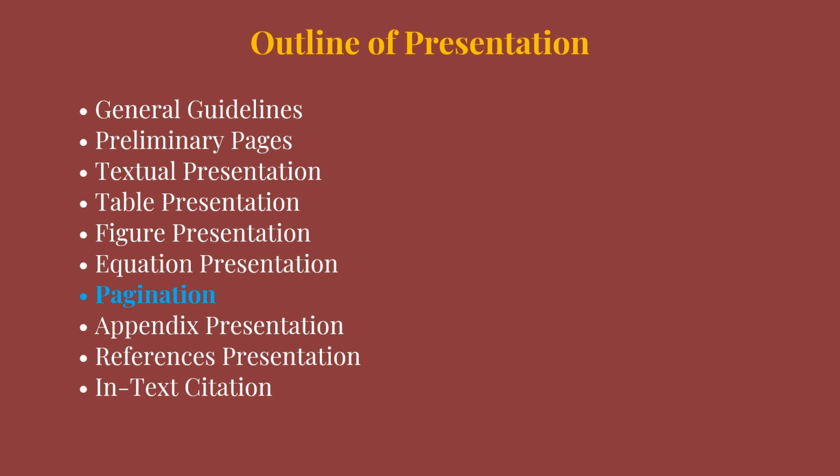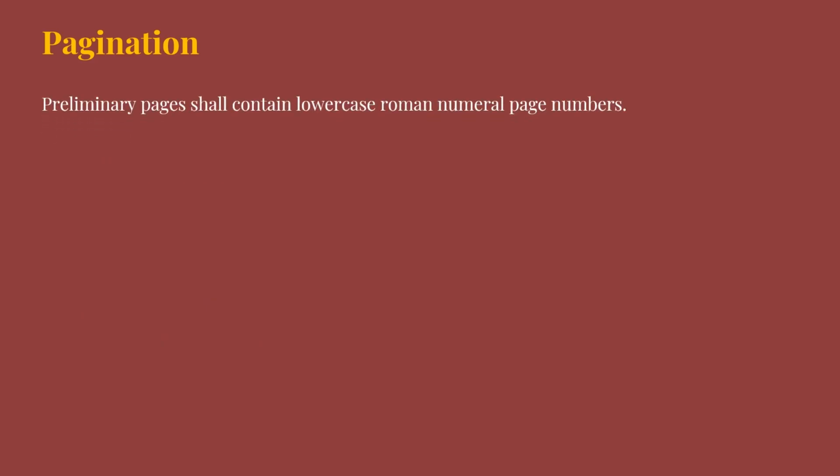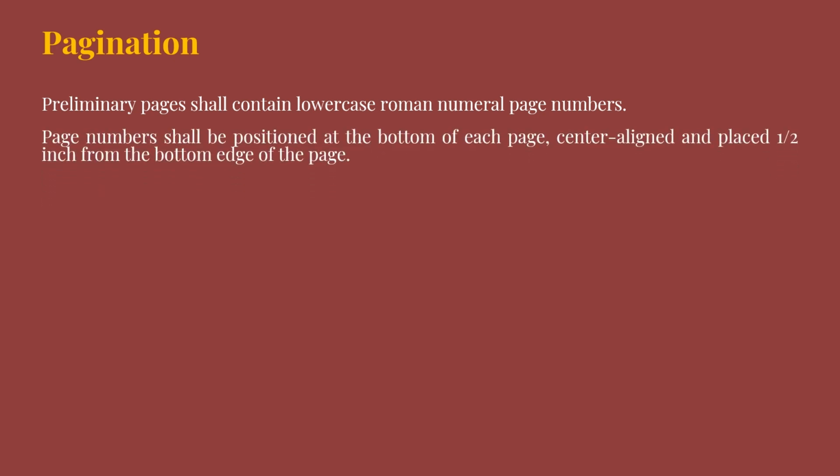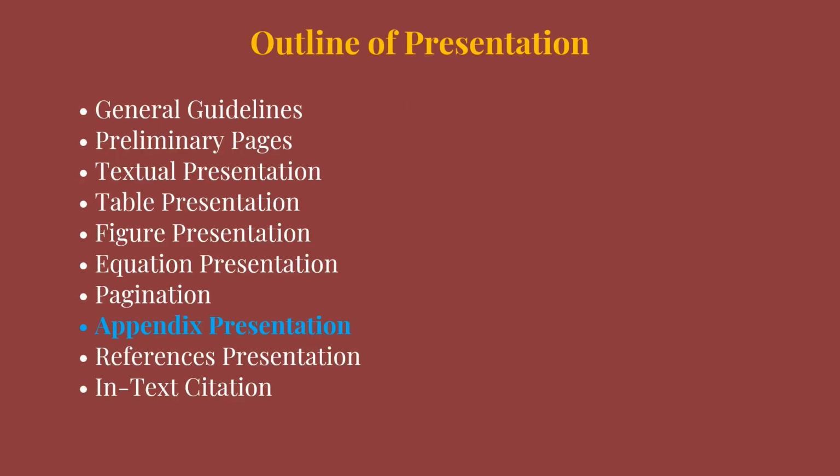Now that we're done with the equation presentation, we're now moving on to the pagination. For the pagination, preliminary pages shall contain lowercase Roman numeral page numbers. So take note of that. Page number shall be positioned at the bottom of each page, center aligned, and placed 1/2 inch from the bottom edge of the page. The title page and the approval sheet shall have imaginary page numbers. So it means that there should be no page numbers found in the title page and the approval sheet, though they really have page numbers, but imaginary. So that's how you can represent pagination.